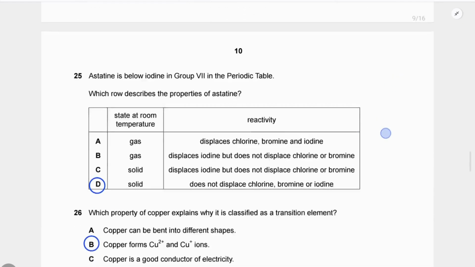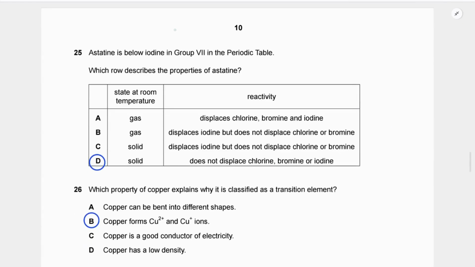Next question. 25. Astatine is below iodine in group 7 in the periodic table. Which row describes the properties of astatine? As you can see, it goes fluorine, chlorine, bromine, iodine, and astatine, so it comes last. As you know, as we go down the halogen group, the physical state changes from gas to liquid, liquid to solid. So over here it's going to be solid. So A and B get eliminated quickly.